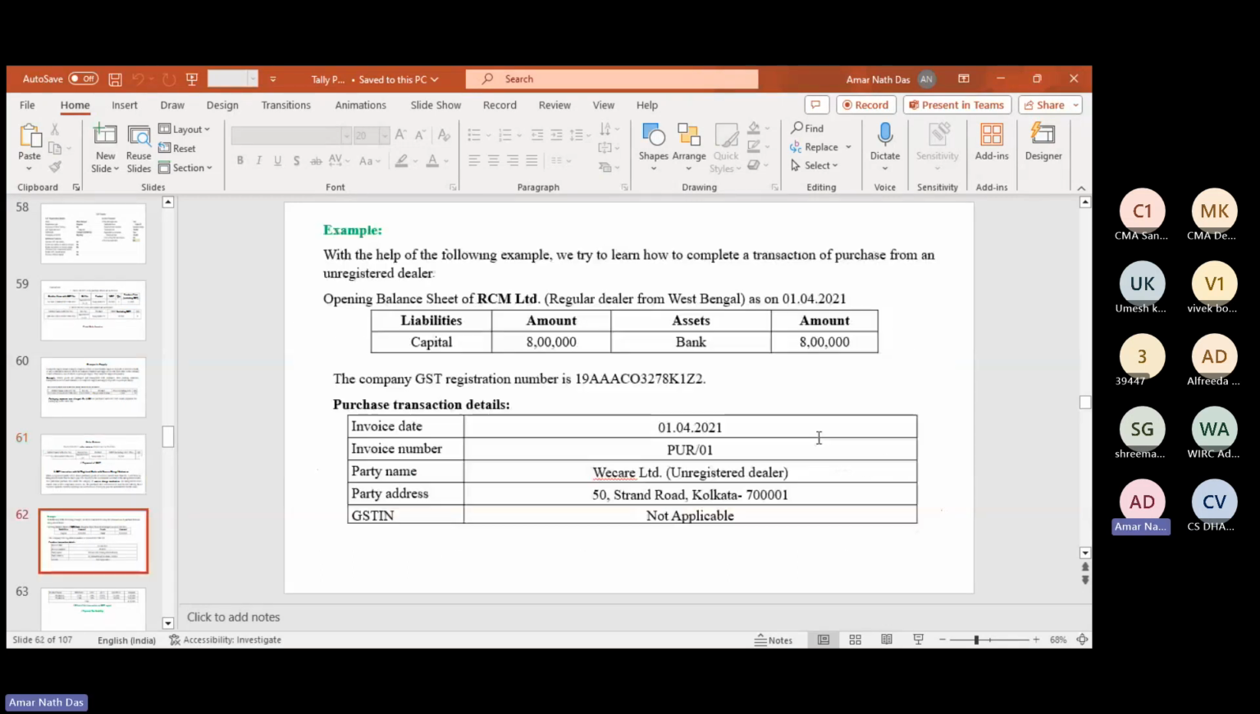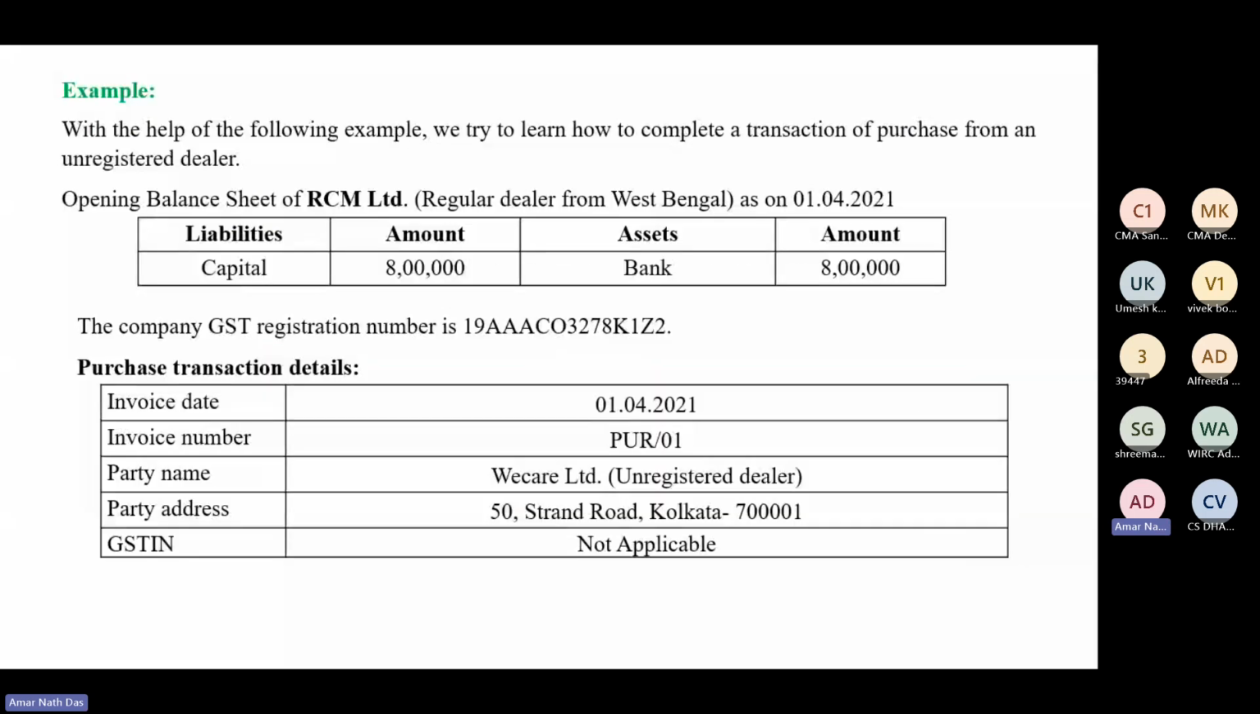First of all, let's start with an example. I will go into the details of the example. We consider the company name is RCM Limited. We will open a new company. RCM Limited is a regular dealer from West Bengal, and the date is the first day of financial year 2021-22. For our convenience, we consider a capital account, and we will create two ledgers, capital and bank, providing these two amounts and the GST registration number.